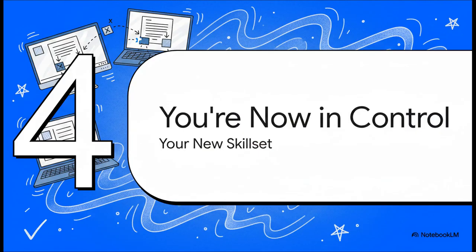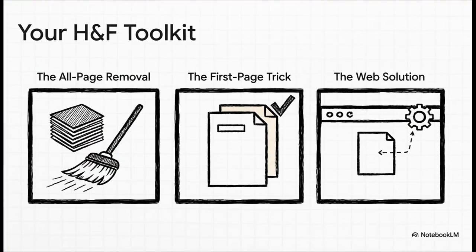And just like that, you've gone from being frustrated by headers and footers to being in complete command. It doesn't matter if you're on desktop or the web, removing them from one page or all of them, you now have the tools you need. So let's do a quick recap of your new toolkit. For a total cleanup, you go to the Insert menu to remove it all. For just the first page, you use that awesome Different First Page trick. And if you're on Word Online, you use the Options menu. 3 simple methods for 3 very common problems.